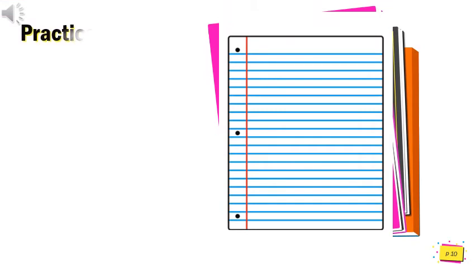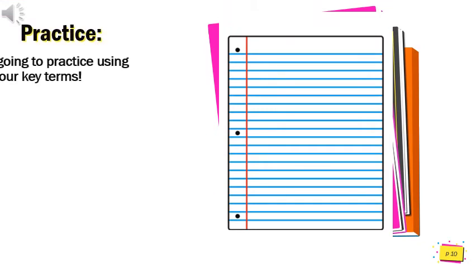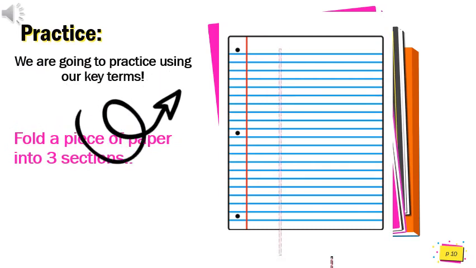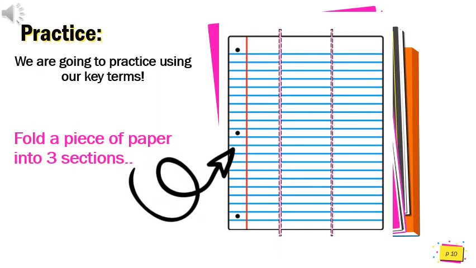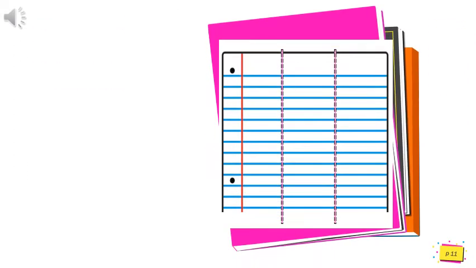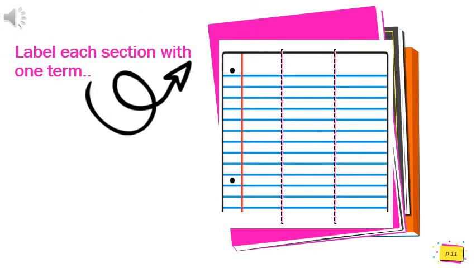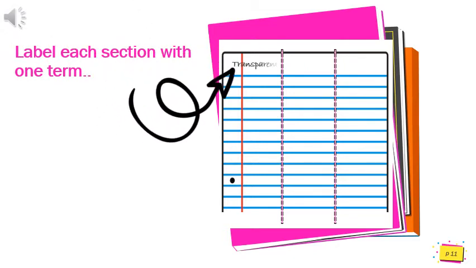Now let's practice using our key terms. Fold a piece of paper into 3 sections, like this. Label each section with one term, like this. The first part says transparent, the middle says translucent, and the last section says opaque.